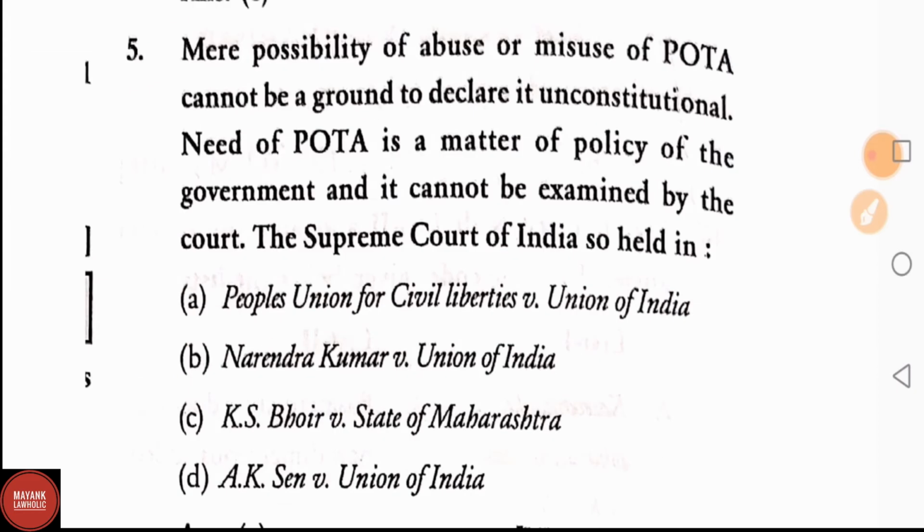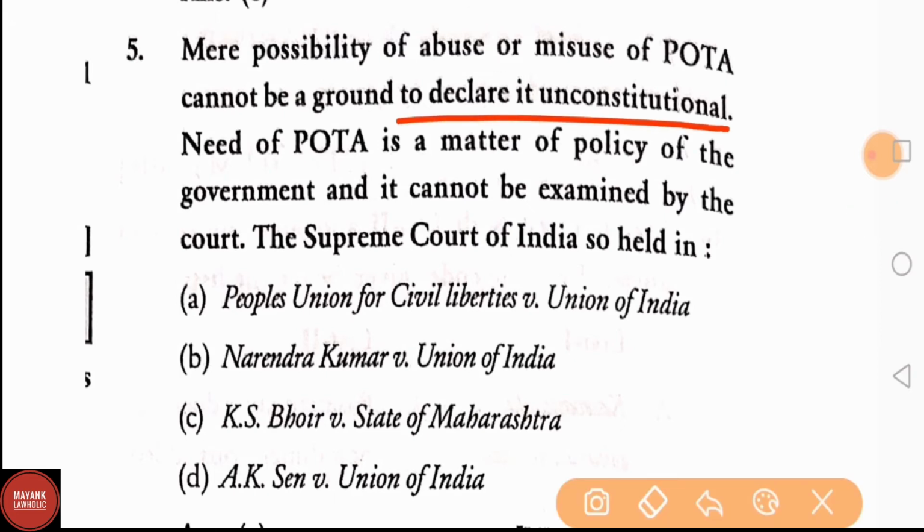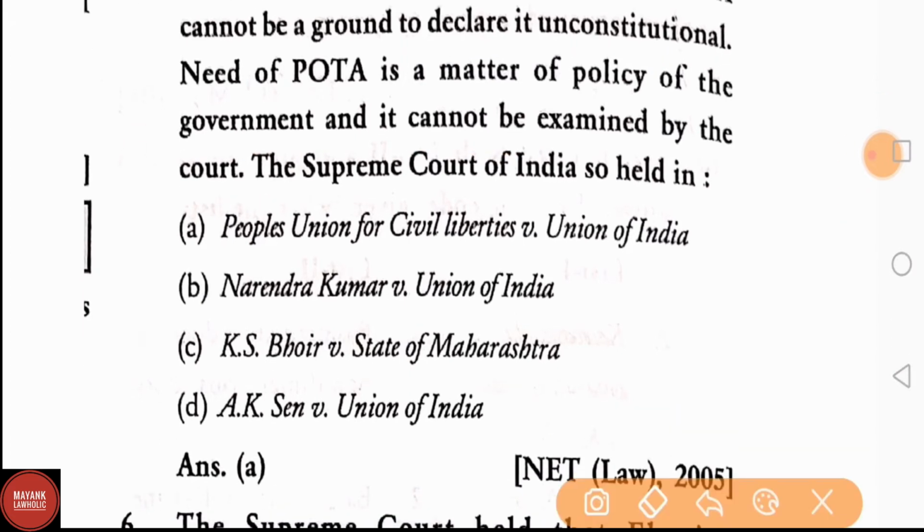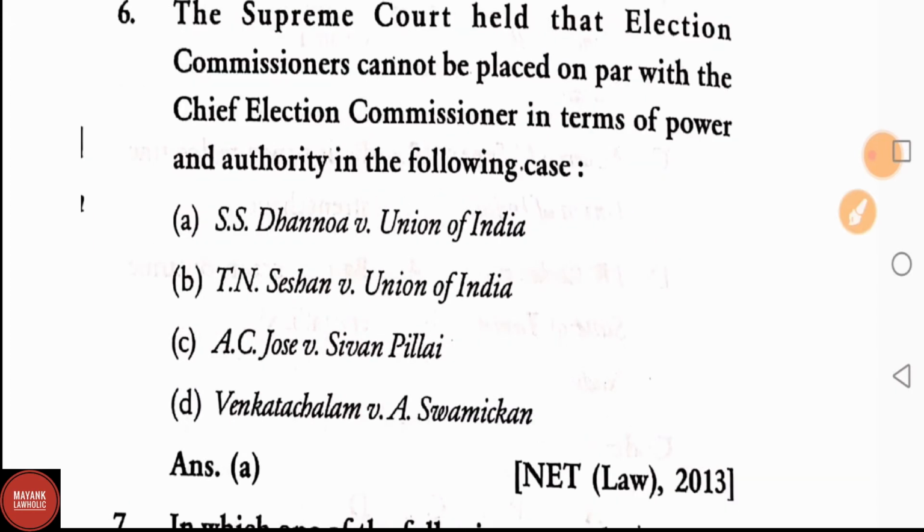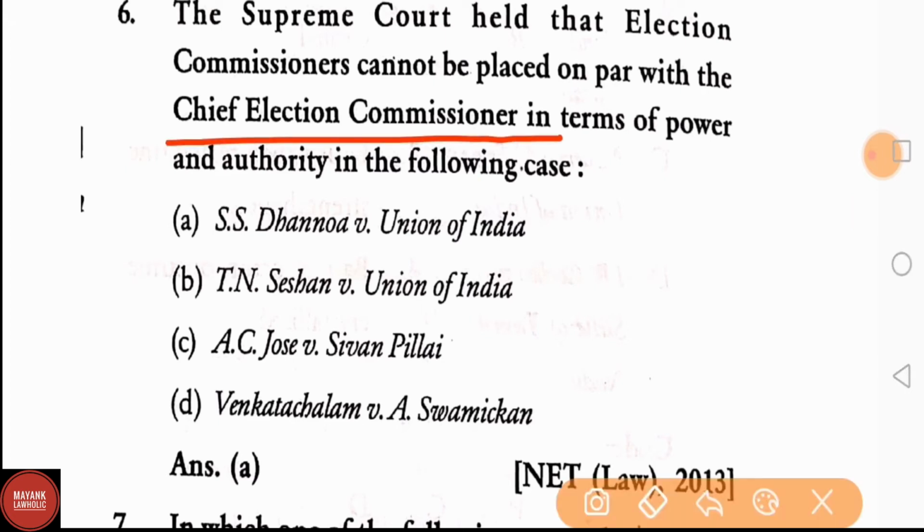Question number 5. Responsibility of abuse or misuse of quota cannot be a ground to declare it unconstitutional. Need of quota is a matter of the policy of the government and it cannot be examined by the court. The Supreme Court of India so held in the case of People's Union for Civil Liberties versus Union of India. Question number 6. The Supreme Court held that election commissioners cannot be placed on par with the Chief Election Commissioner in terms of power and authority in the case of S.S.